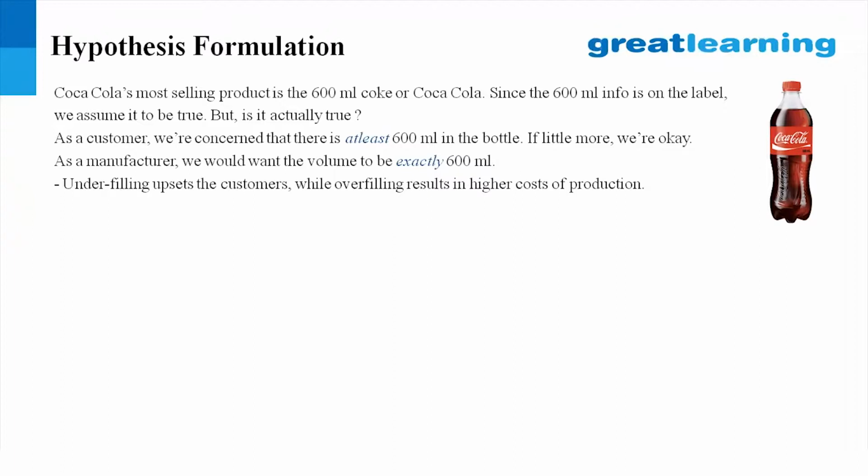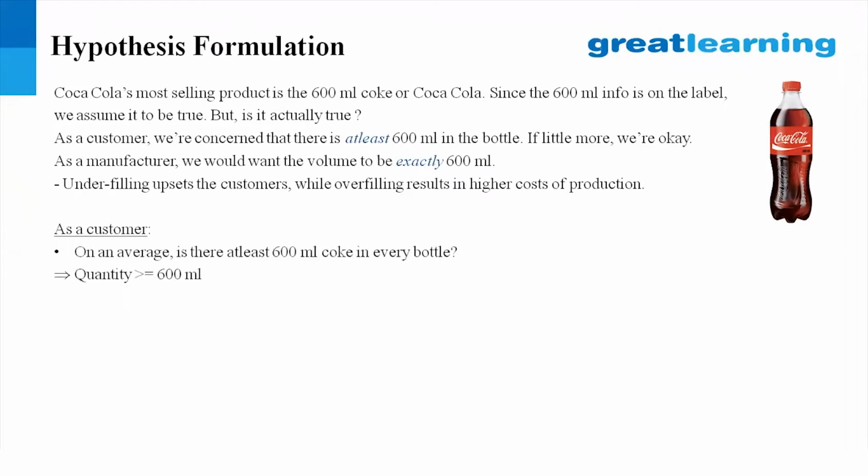So from two perspectives, our hypothesis formulation varies. The truth of being 600 ml from a customer perspective is something different. The truth of being 600 ml from a manufacturer perspective is something different. So for the same problem, when you're formulating the null and alternative hypothesis, the statements will vary depending on the side that you're looking from, whether you're looking from the customer perspective or the manufacturer perspective.